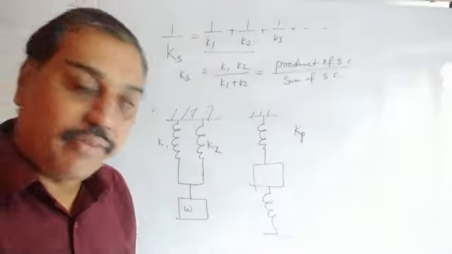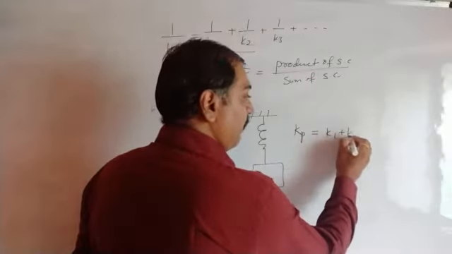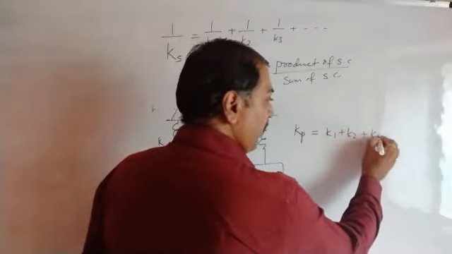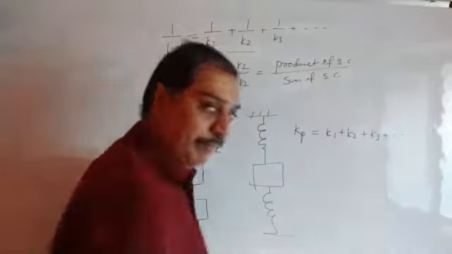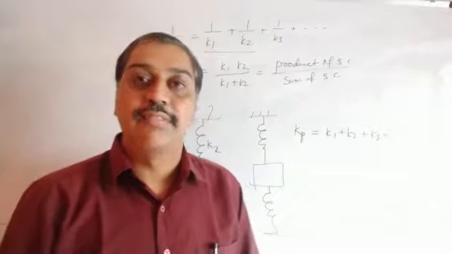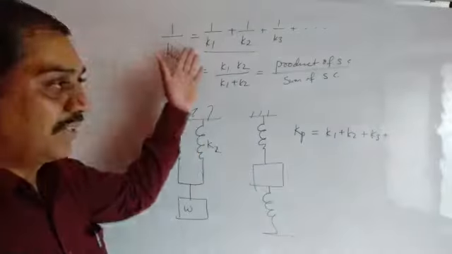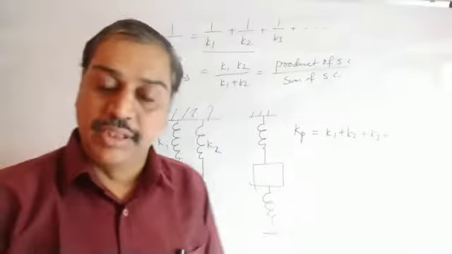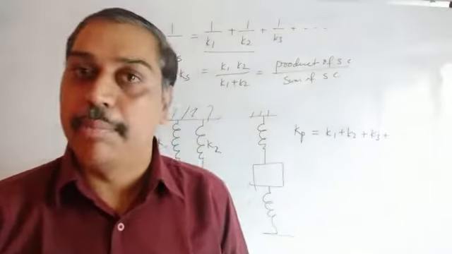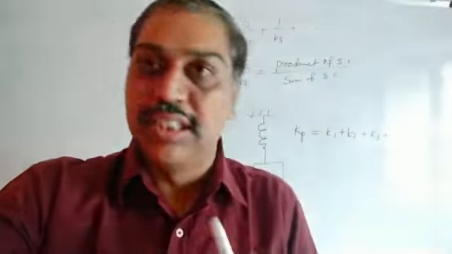Now we have to find the formula. For two springs, it is K1 plus K2. If n number of springs, plus K3 plus so on up to n. Just add them directly. That will give the resultant spring constant if they are connected in parallel. If they are in series, take the reciprocals and add them. So this is a very simple topic that you have to remember. No need to read anything, just remember the formula. That's it.